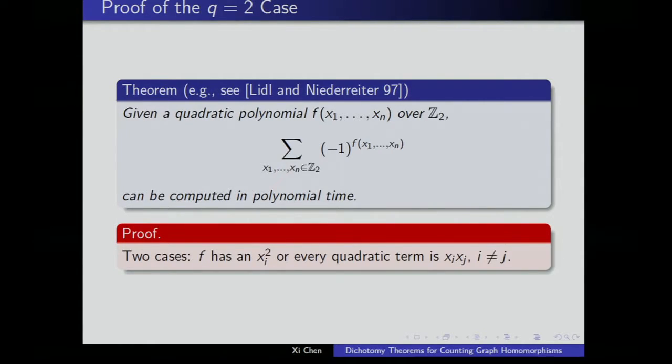So before moving on to the hardness part, I just want to show you this cute and very short proof for the q equals 2 case, because the idea generalizes to any q, but with more work. The proof basically just has two cases. In the first case, we have a quadratic term xi squared. In the other case, every term is a cross term xi xj, i not equal to j.